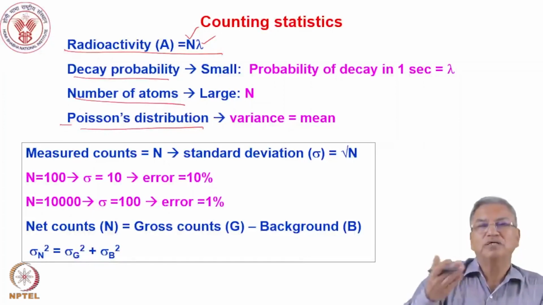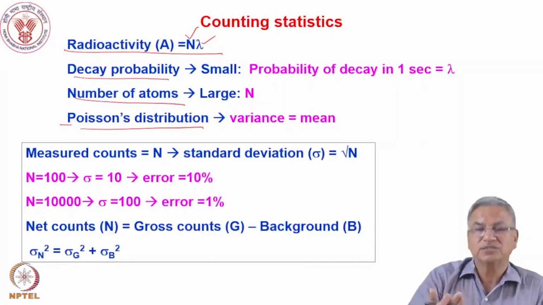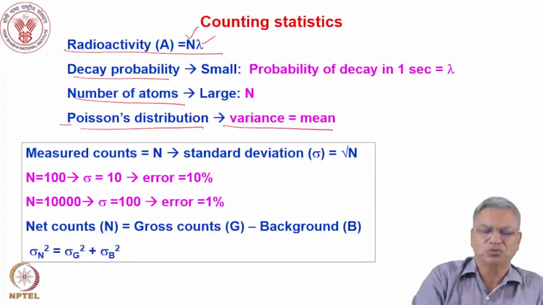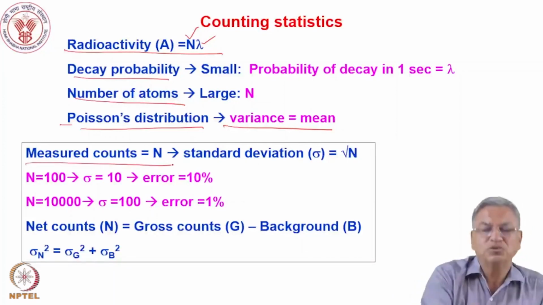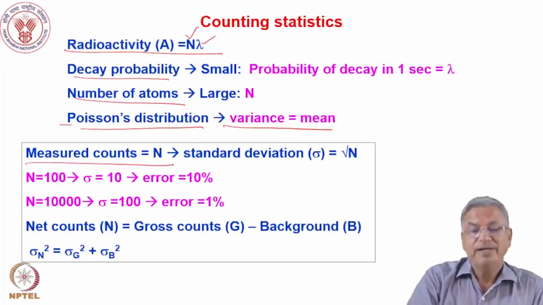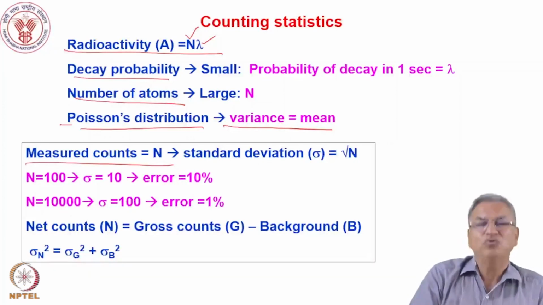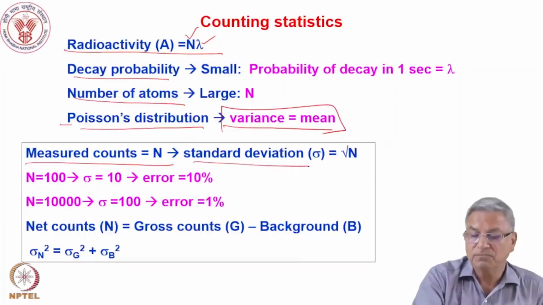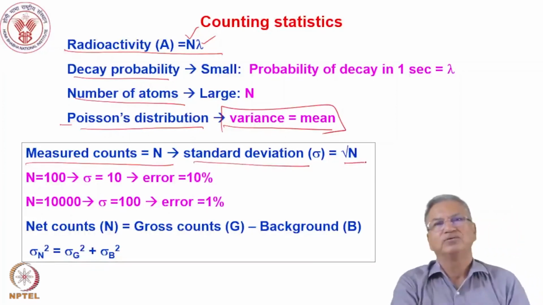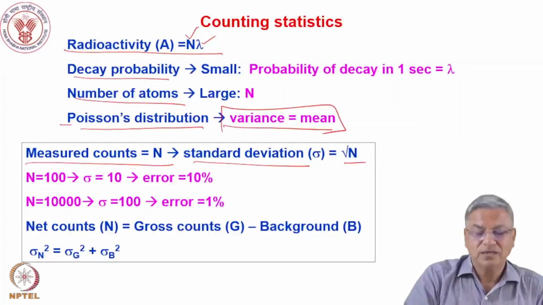Counting of the radiation in a detector system will follow Poisson's distribution, for which the variance is equal to the mean. That means if you have a single count, you counted the sample and you get some number n, from that itself you can find out the uncertainty. Suppose you get n counts in a detector system, and so you have only one value. How do you find out the uncertainty? Use this formula: standard deviation sigma equals root of n. That is how you get the uncertainty in the counts.